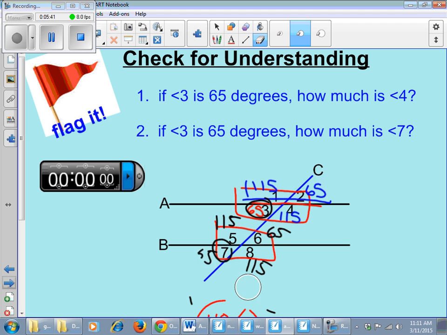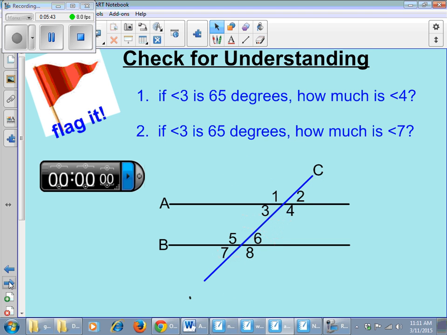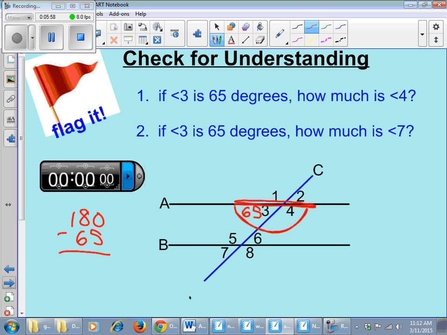Here's one. It said, if angle 3 is 65 degrees, how much is angle 4? Well, angles 3 and 4 together make a straight line, so they have to add up to 180. I'll do 180 minus the 65 I already have. Borrow. 10 minus 5 is 5, 7 minus 6 is 1, 1 comes down. Angle 4 must be 115 degrees because they're next to each other making a straight line. They have to add up to 180.